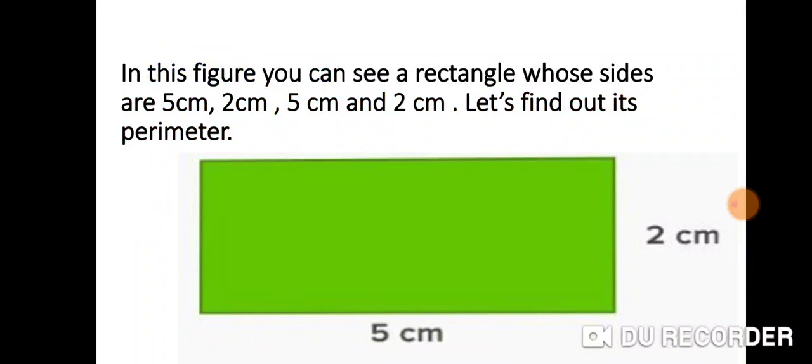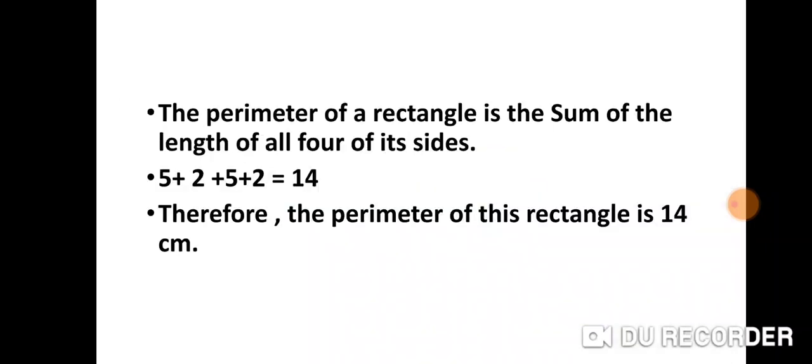I'll show you an example here. In this figure, you can see a rectangle whose sides are 5 centimeters and 2 centimeters. Once again, the length is 5 centimeters and the breadth is 2 centimeters. So let's find out the perimeter of this rectangle. The perimeter of the rectangle is the sum of the length of all the four sides of the rectangle.